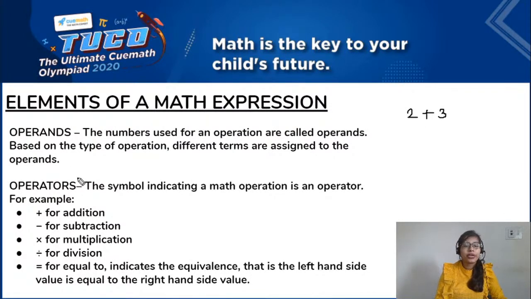Coming to operators, the symbol indicating a math operation is an operator. For example, plus for addition, subtraction, multiplication, division, equal to. I'm sure that all of you must be aware of these basic things. As we took the example of 2 plus 3, this plus indicates that it's an operator. Whenever you have this combination of operands and operators, mathematical operations come into the picture. I'm sure that all of you must have understood this.